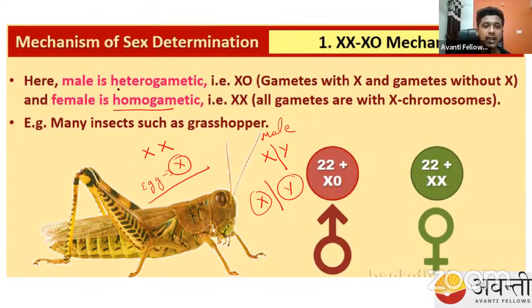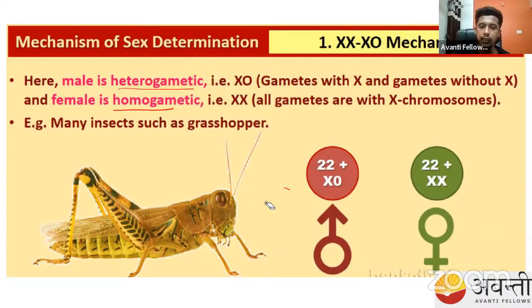So that we call it as heterogametic. Okay, now you understood the terms homogametic and heterogametic. Now let us go for what is XX and XO type of sex determination.